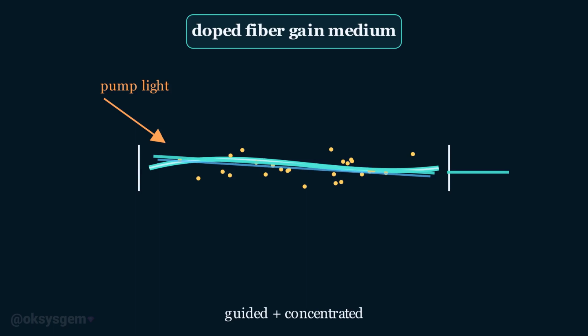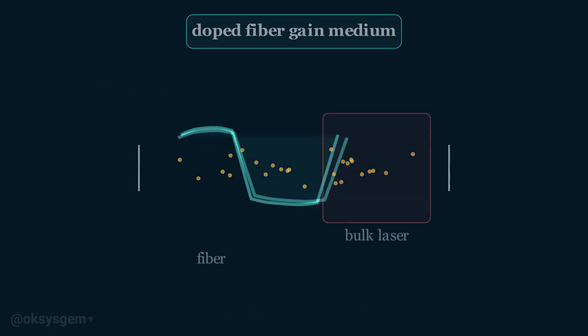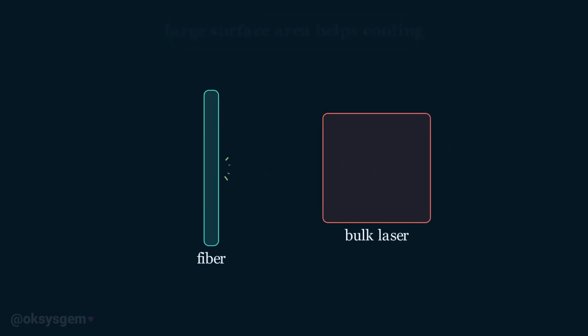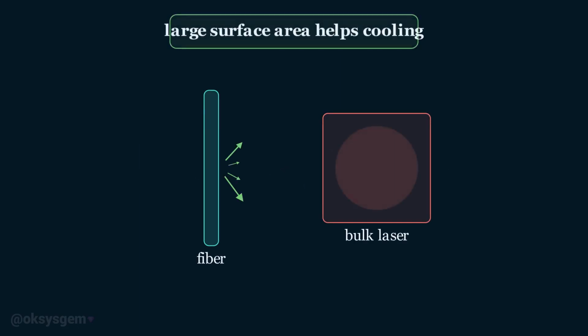The fiber also has a very large surface area compared with its volume, allowing heat to escape relatively effectively. Managing heat is one of the major difficulties in high-power lasers, so this geometry gives fiber lasers an important advantage. Modern fiber lasers can produce enough power to cut and weld metals while maintaining excellent beam quality.